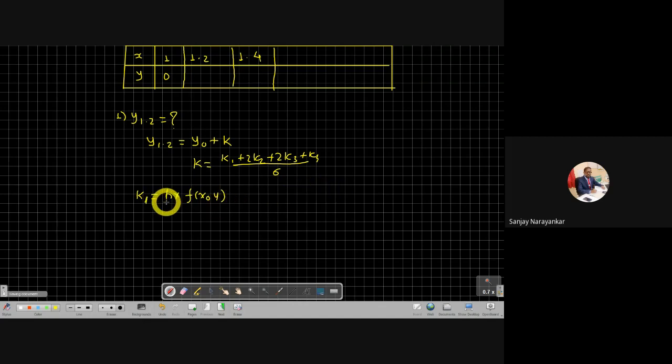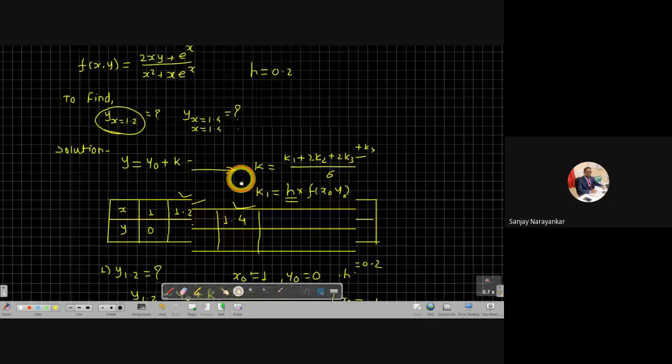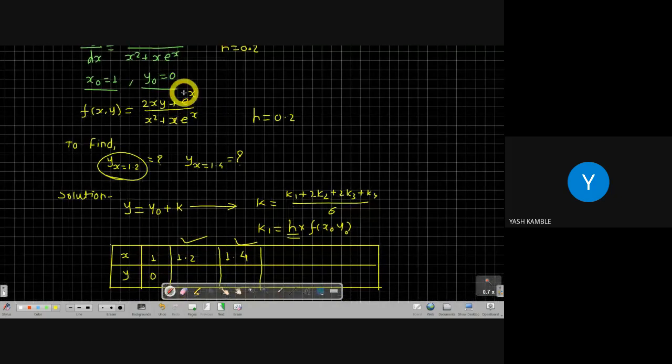So we want h. x0 is equal to 1 and y0 is equal to 0. This value is already given. x0 is given, y0 is given, and h value is given as 0.2. So can we find out f of x, y? Yes, sir. F of x, y, is it given in the problem? Yes, the equation is given.